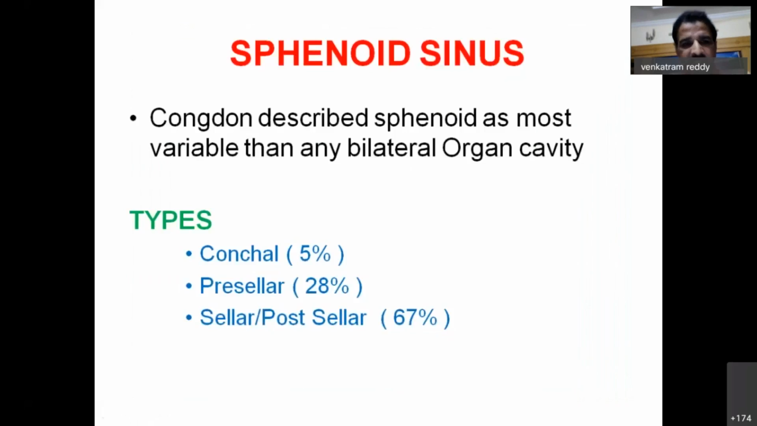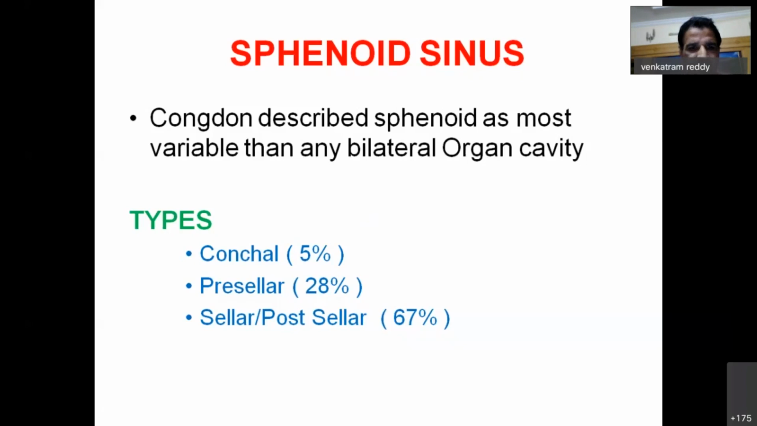Then coming to the sphenoid sinus. The sphenoid sinus, as Congdon described long back, is a very variable organ, and it has a varied anatomy. You don't have a typical anatomy. It is the most variable organ as far as the anatomy is concerned, and the variations are very common. For the endoscopic sinus surgeon, the surgical importance is how much pneumatization it has, so that we can approach the sphenoid sinus endoscopically and come out with a complication-free sphenoid sinus surgery.